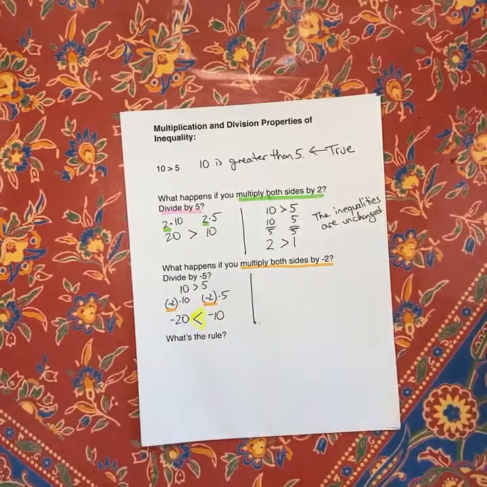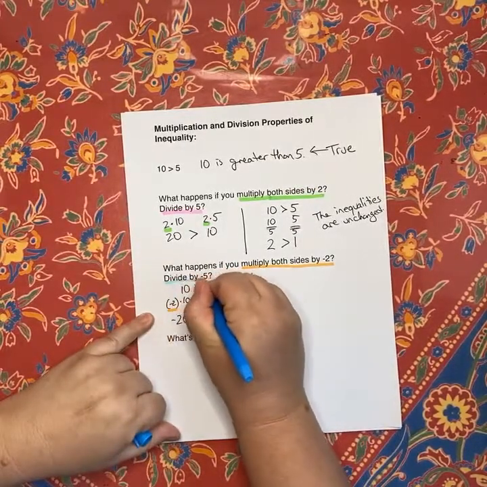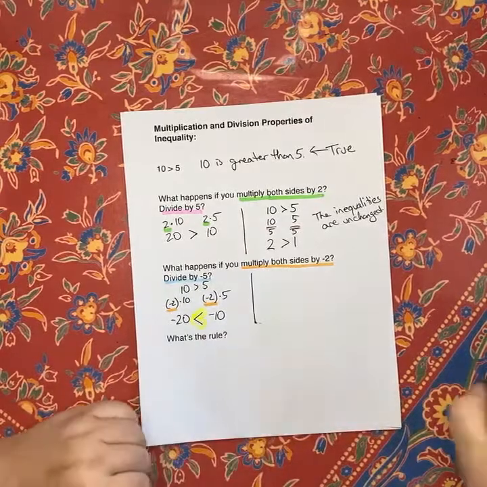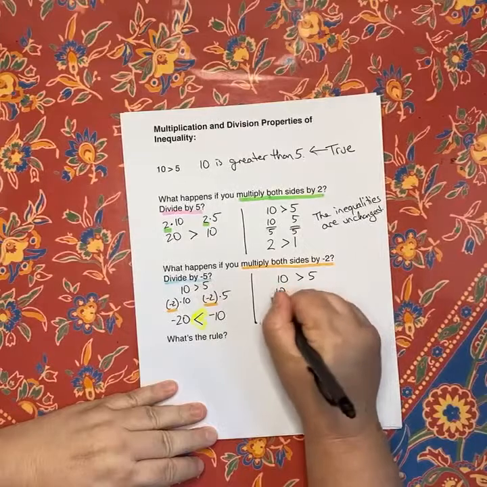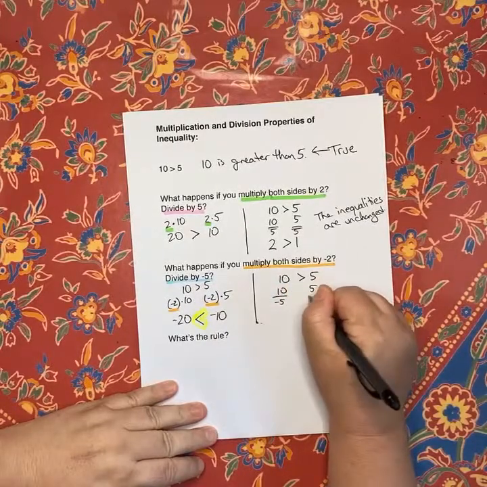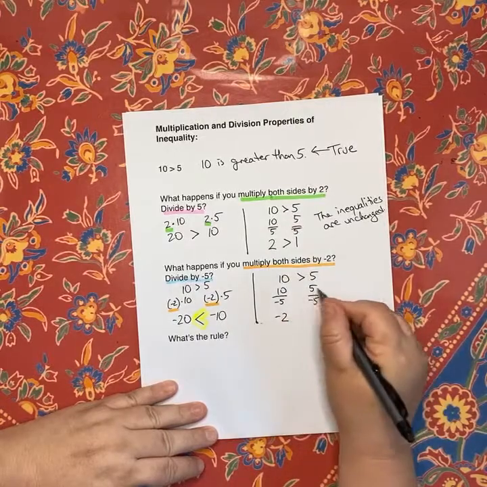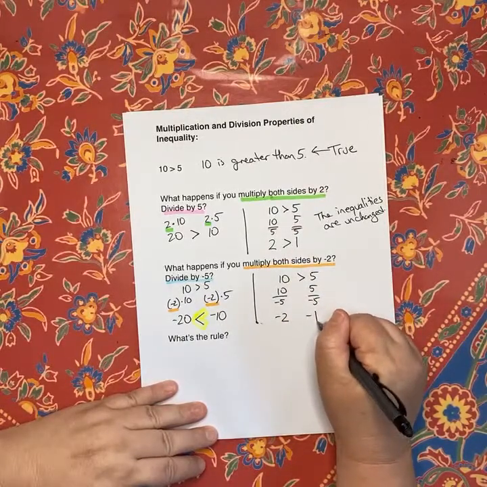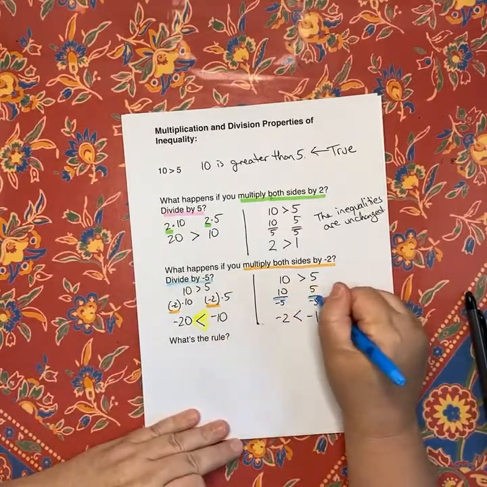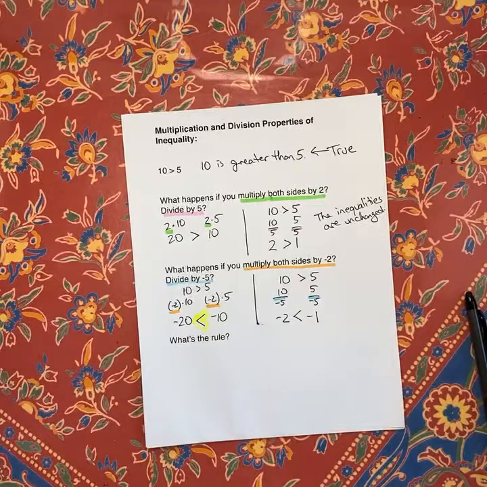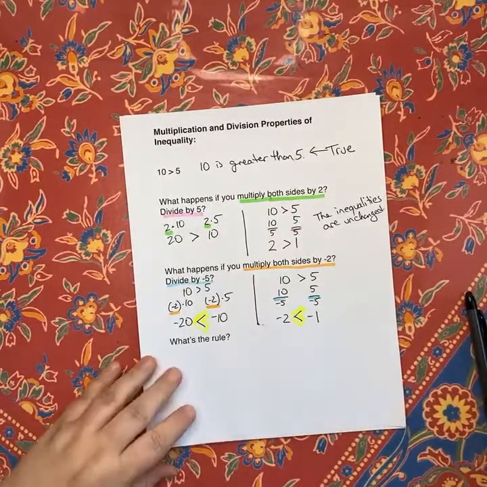Let's try, let's see, I need another color. What if we divide by -5? Okay, so I've got 10 is greater than 5, and if I divide by -5 on both sides, 10 over -5 is -2, 5 over -5 is -1. Happened again. When I divide both sides by -5, my inequality changed directions.